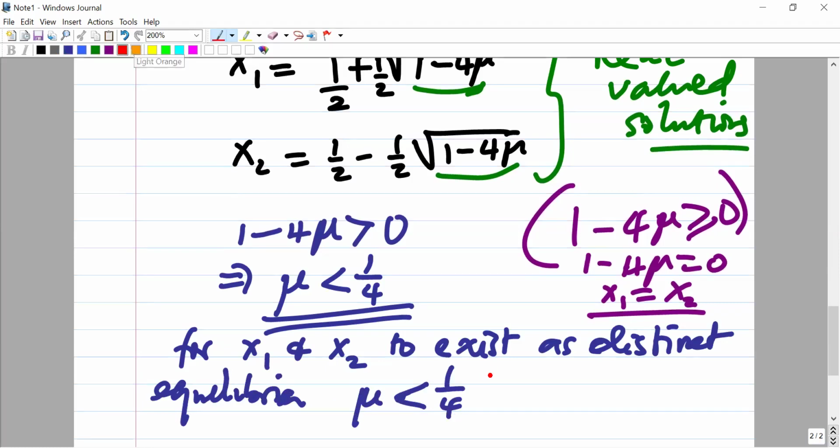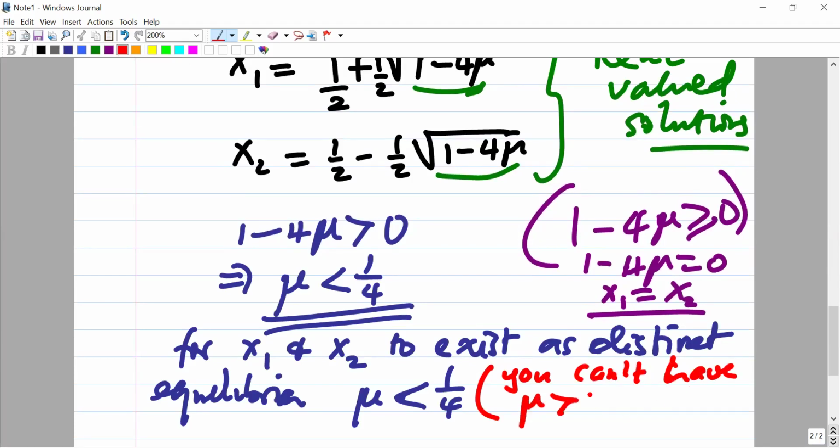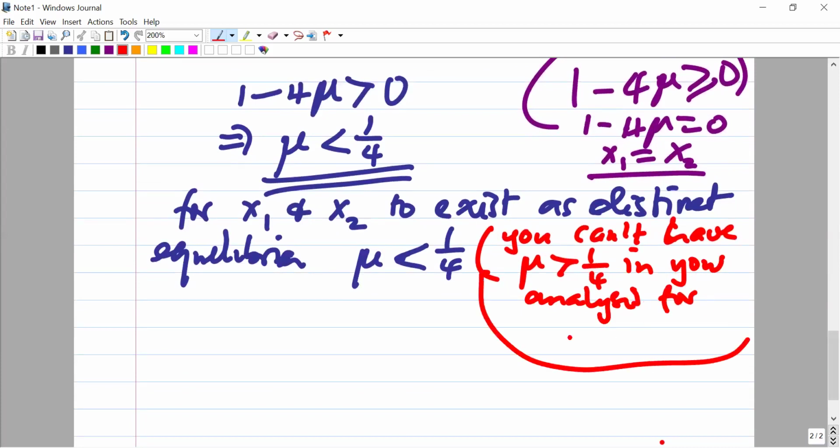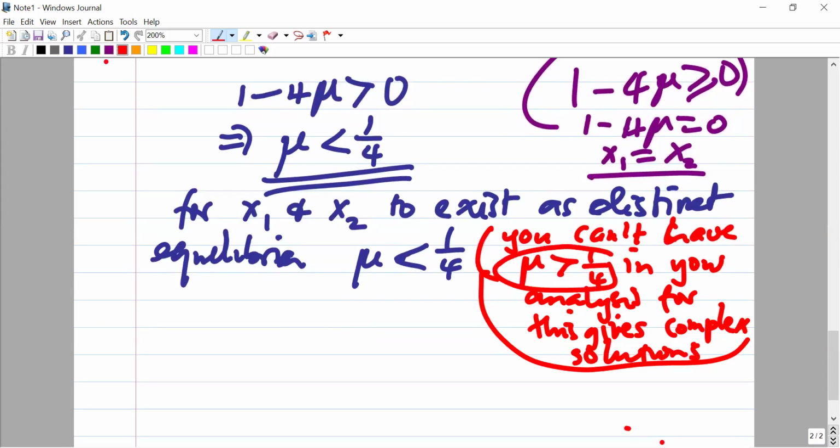So in all your analysis, be careful about what conditions you pose on mu. The key condition is this one.